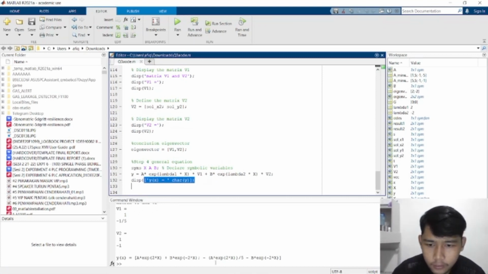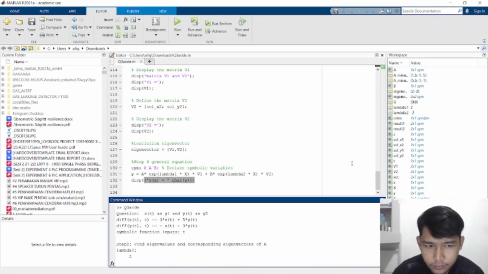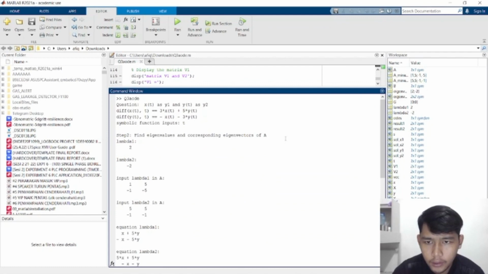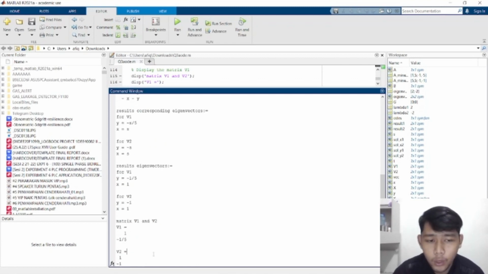So lastly we get the output. So this one, the result is the same as the calculation. So for v1 we get y equal to negative 1 over 5, x equal to 1. For v2 we get y equal to negative 1, x equal to 1.